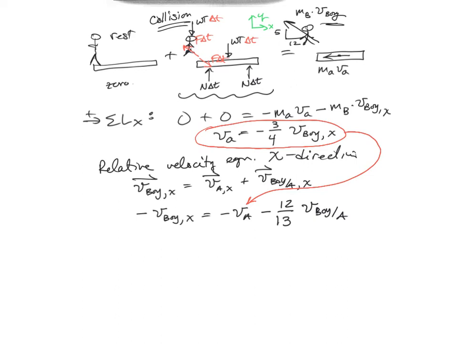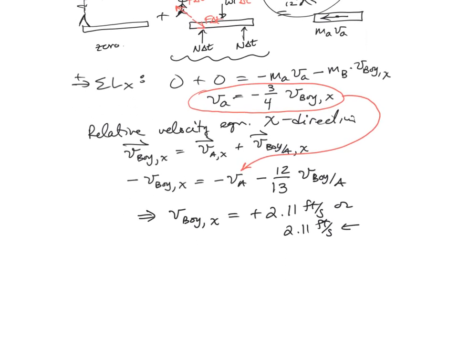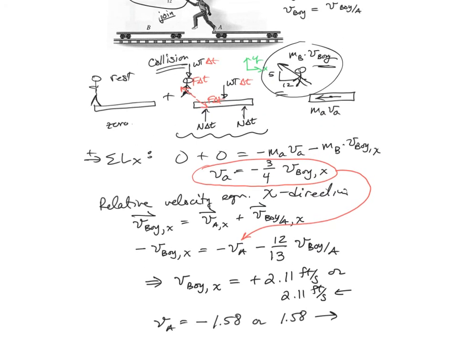And so then we are able to solve for the velocity of the boy in the X direction, and numerically it comes out to be plus 2.11 feet per second, and positive would mean it is 2.11 to the left, because that's how we have it drawn up here in our impulse momentum diagram. So we can also find the velocity of A would be minus 1.58, or 1.58 to the right, which we would think if one had a velocity going left, that one would have to be going to the right.